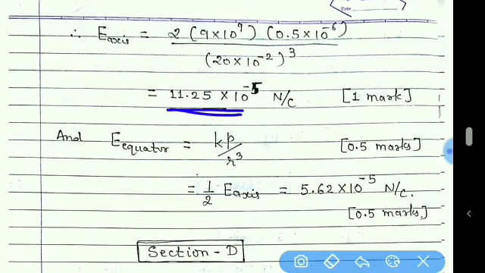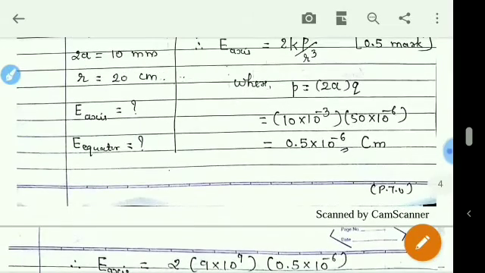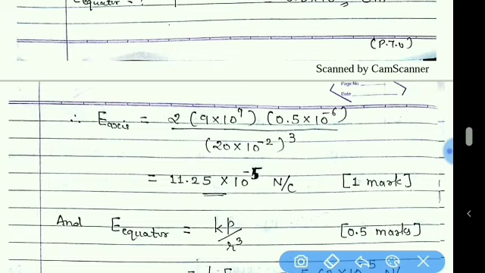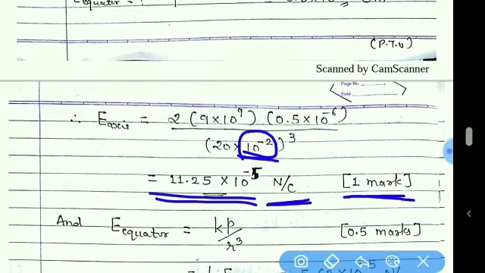Now once again, remember here that R is given in centimeter. So here when we kept the value of R, we have converted that into meter. So centimeter to meter, 10 raised to minus 2 is kept. After calculation, you will get this answer, 11.25 into 10 raised to minus 5 Newton per coulomb. So for this calculation and correct answer, you can expect 1 mark.